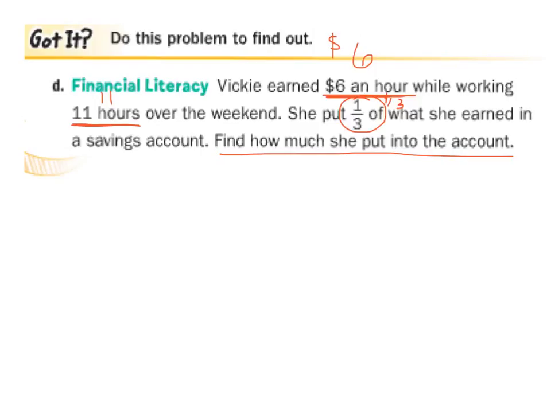So we're going to go ahead and write it out. To find out how much she made over the weekend, I'd take the 11 hours and multiply that times the 6. And I also need to multiply this all by the 1/3, because I want to find the total amount that she made and multiply by 1/3. Well, multiplying by 1/3 again, that's the same as dividing by 3. And 3 does not go into 11 very nicely.